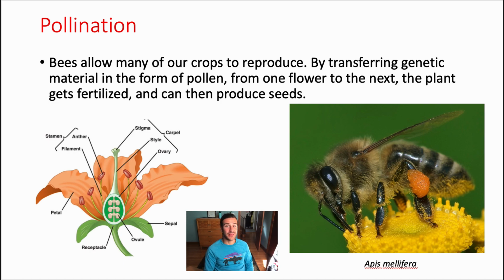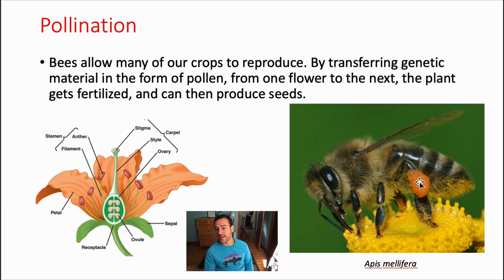We should know this term pollination. We should all be somewhat informed of what it is. So pollination is the movement of male gametes to female gametes. As a bee is collecting nectar, it gets covered in the male gametes known as pollen.